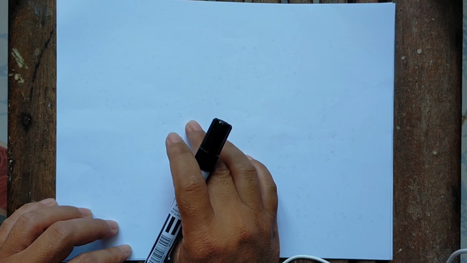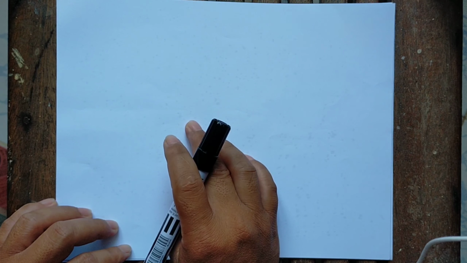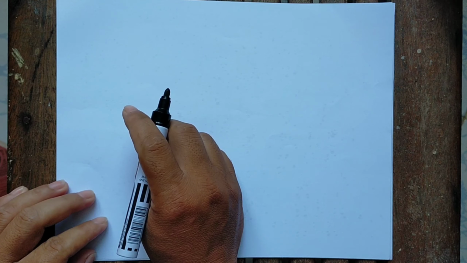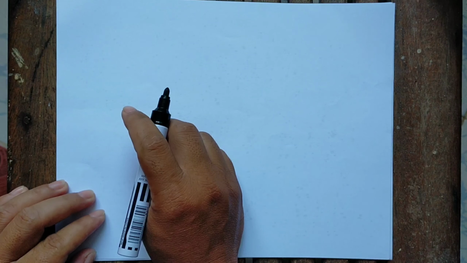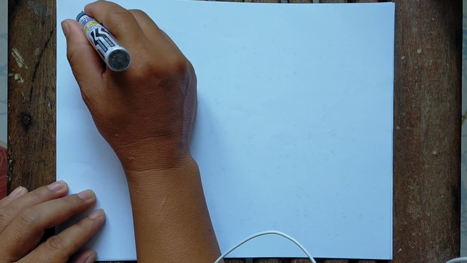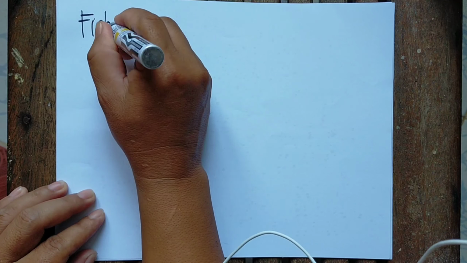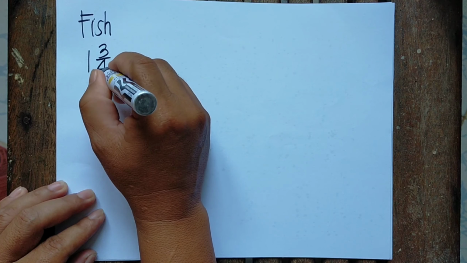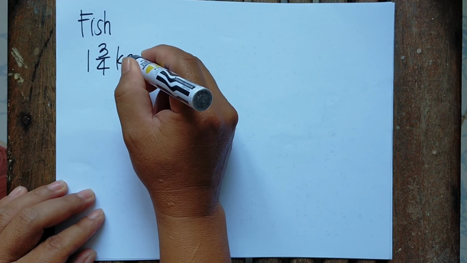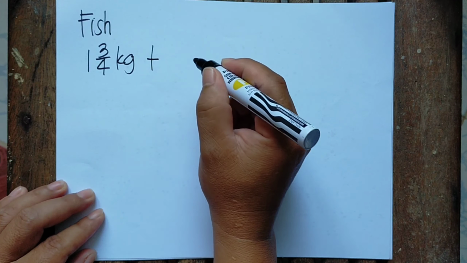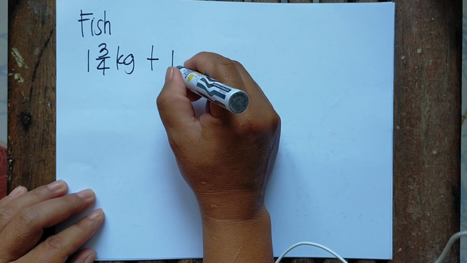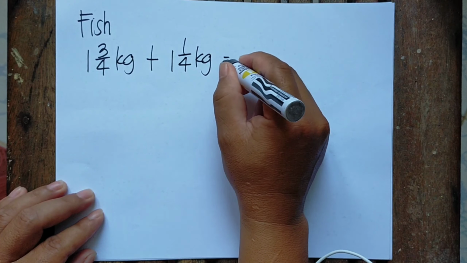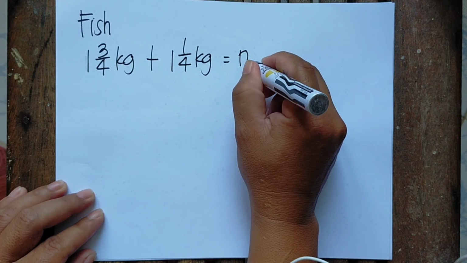Now, let us find the total weight of the fish I bought by adding the weight of the lapu-lapu and the bangus. So we have here the fish. The lapu-lapu weighs 1 and 3/4 kilograms. Then let us add the bangus that weighs 1 and 1/4 kilograms. This is equal to n.